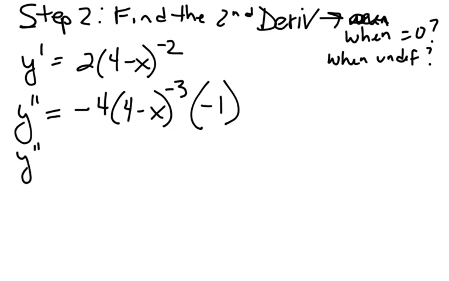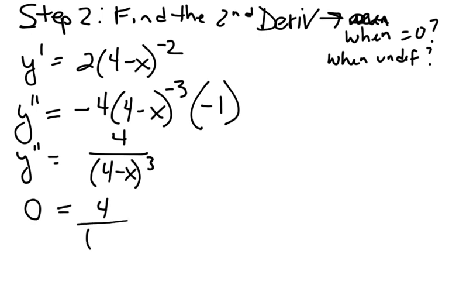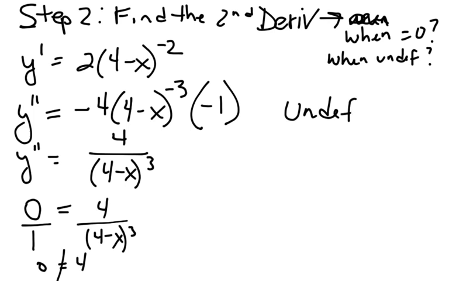So this is going to be negative 4 times negative 1, which is positive 4, over 4 minus x to the third power. Now, if I set this equal to 0 and cross multiply here, I get 0 equals 4, which is a false statement. It's never going to be equal to 0, but it is undefined when x equals 4, the same as the first derivative. So that's going to be the point that we're going to want to look at very closely.